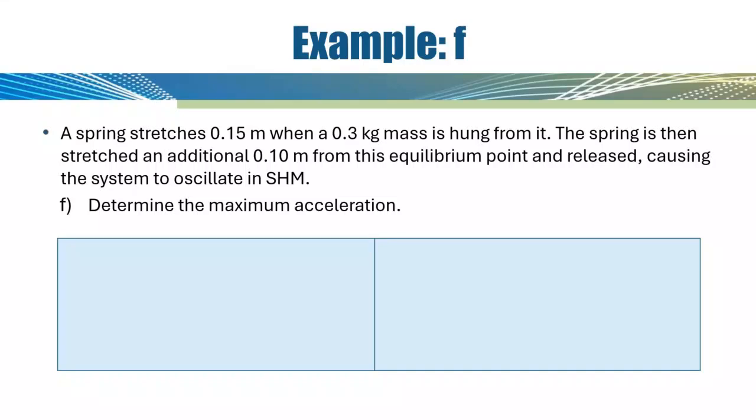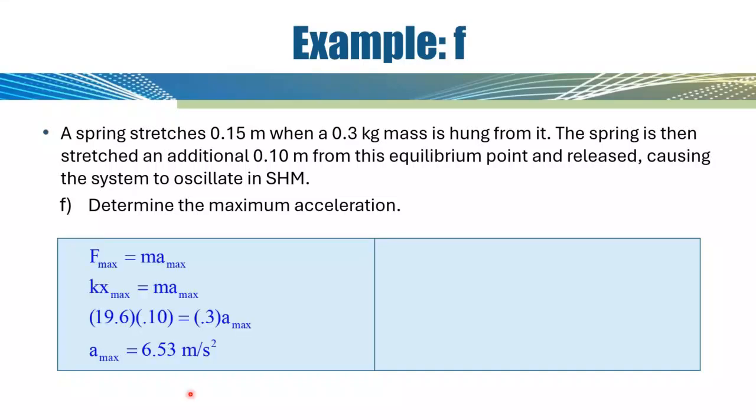So we can get the acceleration from F equals ma, where the net force is the restoring force. And since I want the maximum acceleration, I'm going to make sure for kx that I put in the maximum displacement, which is the 0.1 meters. So solving for the acceleration, we get 6.53 meters per second squared.